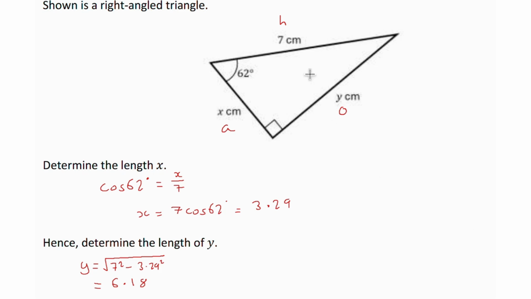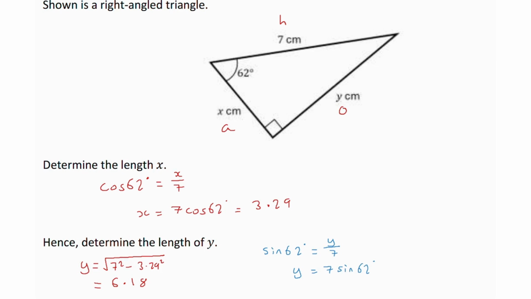I could also have done that using trigonometry, knowing that sine of 62 degrees is equal to y over 7, so y is equal to 7 sine 62, and when you evaluate that, you get the same answer.